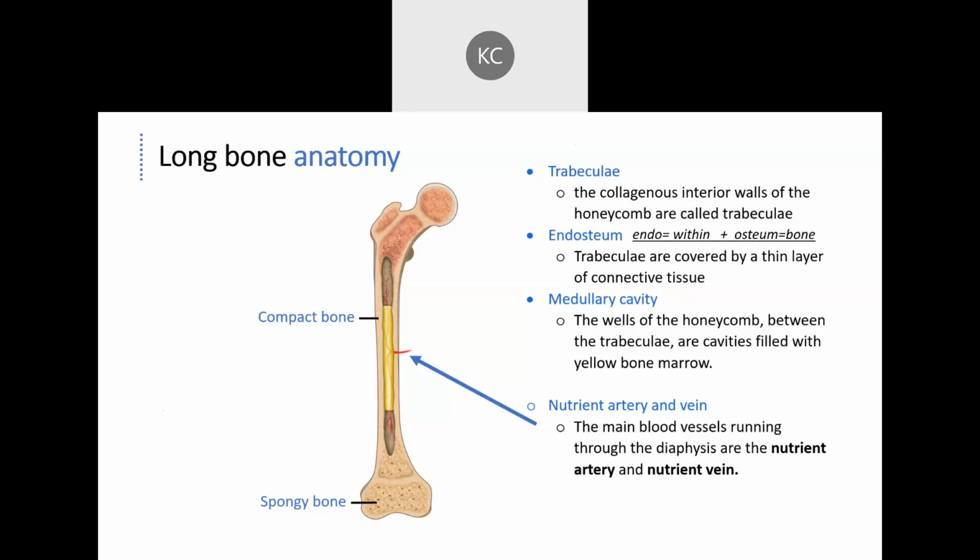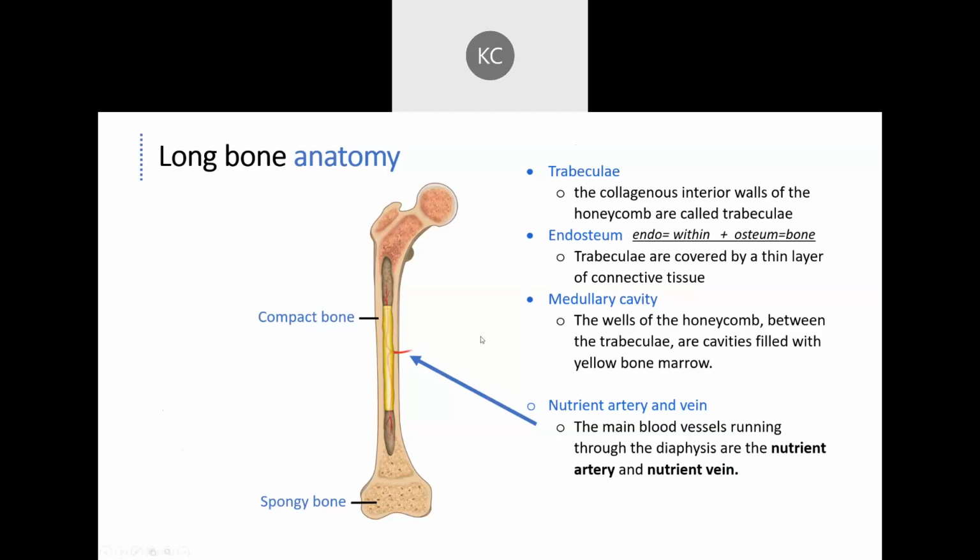So if you picture your radius on the thumb side of your forearm or the ulna on the pinky side, or your humerus or your femur, running right through the middle of that bone, you have an opening. You have this hollow space, and the space is known as the medullary cavity. Within that space, you have lots and lots of fat, lots of yellow bone marrow.